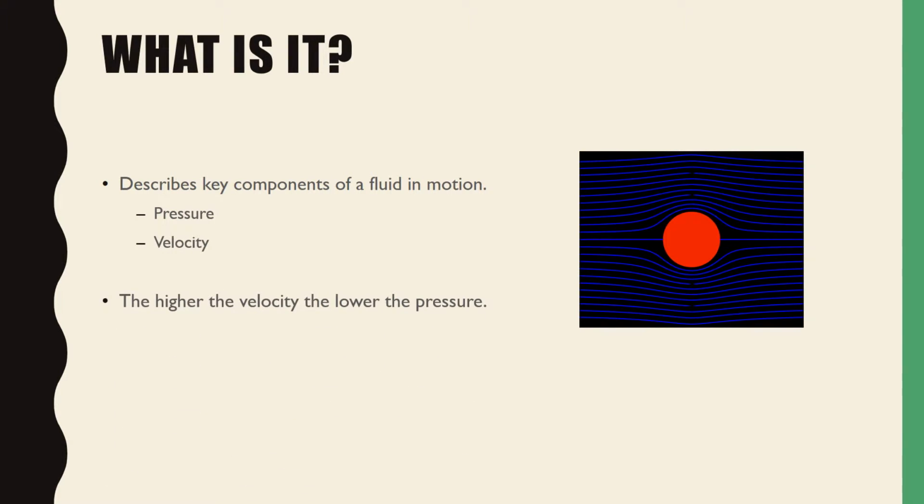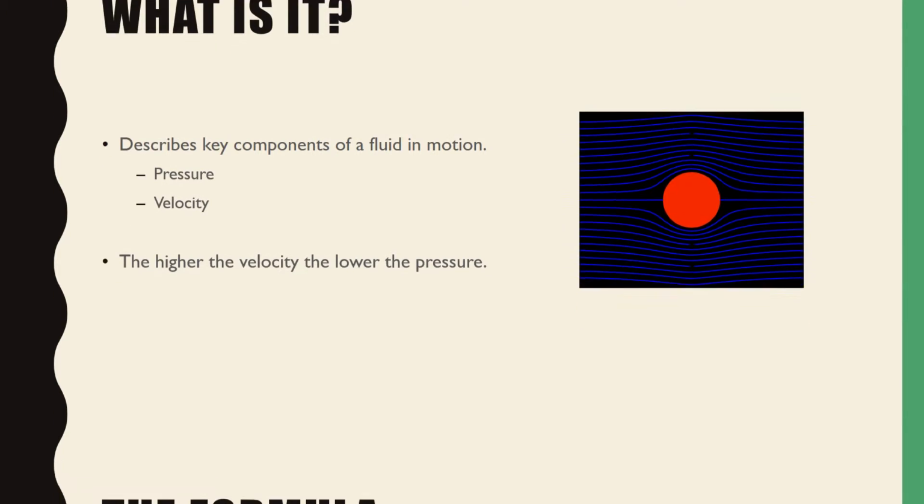So what I mean by that is that the velocity actually affects the pressure. The higher the velocity goes, if we're talking about the ball on the right, and we're assuming those blue lines are air patterns, the higher the velocity over the ball, the lower the pressure. And vice versa: the lower the velocity, the higher the pressure.